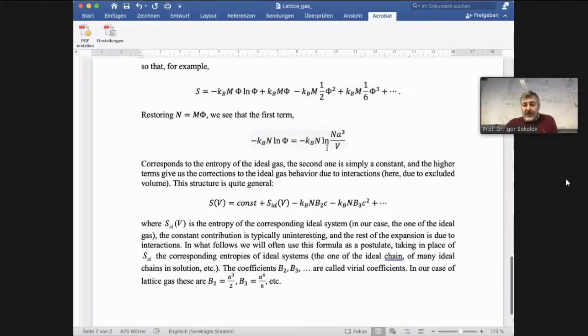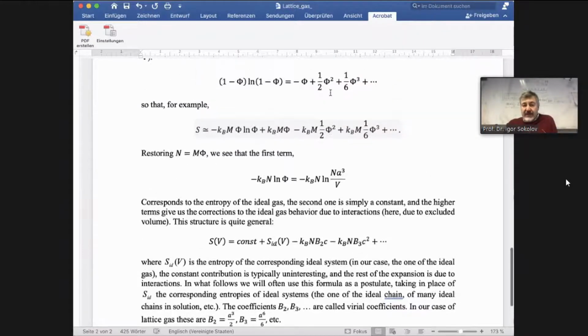Now, the very first term is this, and this we have seen yesterday because it's the entropy of the ideal gas. Then the next term is simply kB N, and it's constant. It only gives contribution to chemical potential. It's not interesting for anything else. So this is constant. This is the entropy of the ideal gas. And these are the corrections, which start from phi squared, phi cubed. And N absorbed 1/phi, so it is N phi, 1/2 phi.